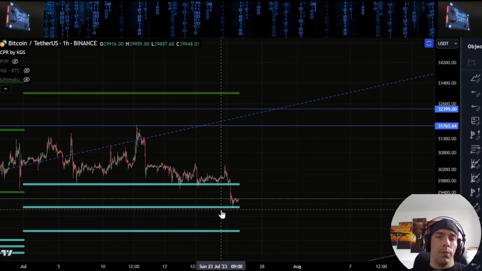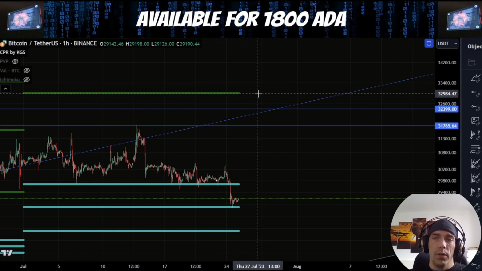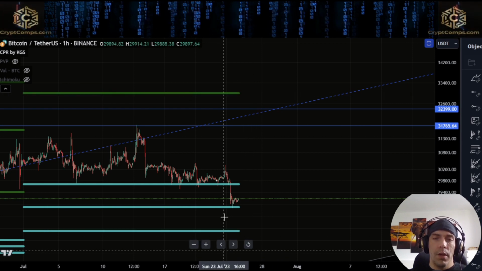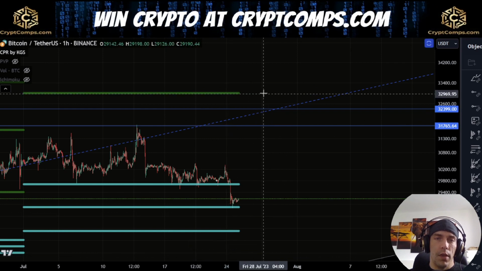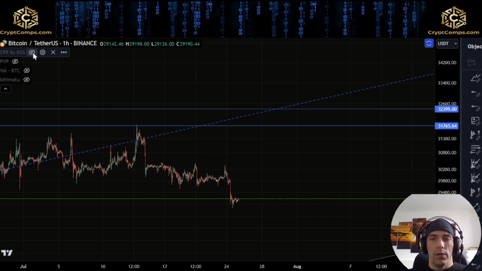And then we also do have the possibility that if we do break to the upside here, targets for this month are still open here towards the upside, which would be this 32,984. So going to be keeping an eye on that. If we do see a break to the upside, this will be our first potential reaction zone. So going to watch how things go from there.